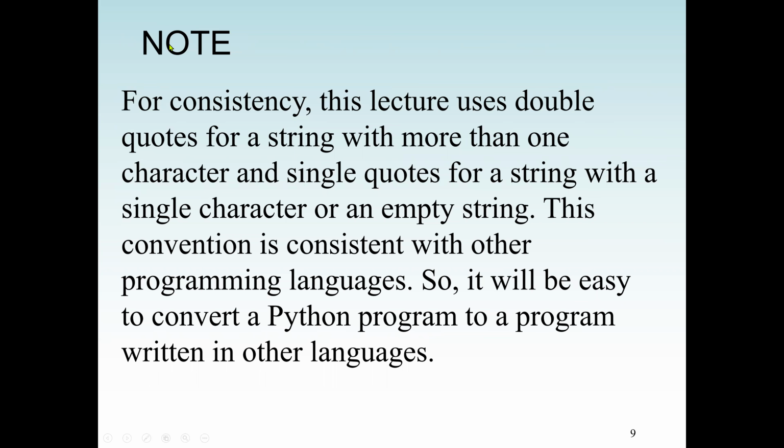Now the note here is consistency. This lecture uses double quote for a string with more than one character, and also uses single quote for a string with a single character. By convention, this is what we always follow. In Java, single quote with one character is a character data type. Double quote with more than one character is a string data type. But in Python, both of them are strings. So this convention is consistent with other programming languages, but in Python, both mean strings.